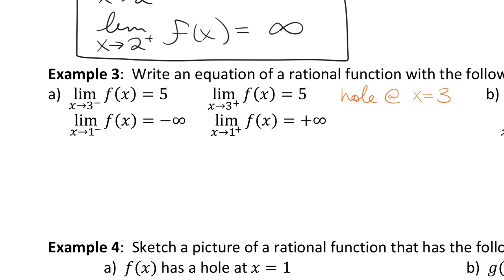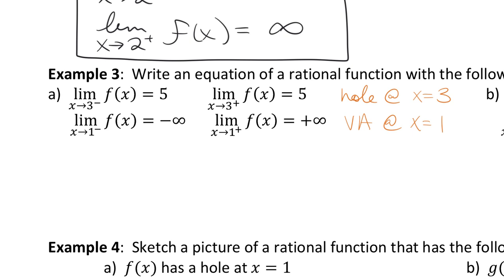Now, if we're approaching a number, like the left side going to 1 and the right side going to 1, or 1 from the left, 1 from the right is the correct way to say that, and these are going off to one of the infinities, is that a vertical asymptote or a hole? Vertical asymptote.